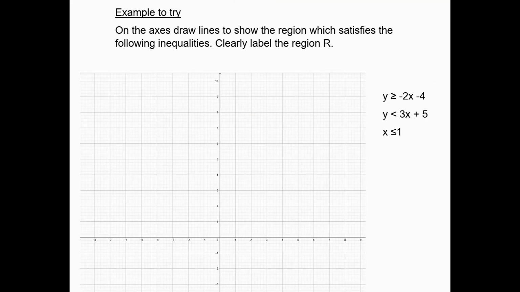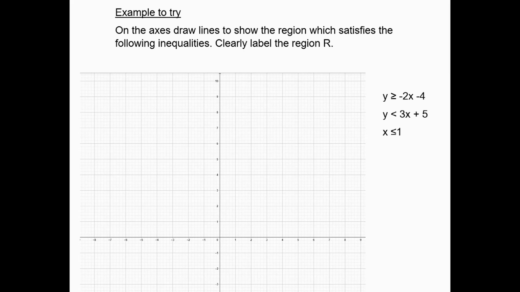Here's a question for you to try. On some graph paper with appropriate axes drawn as shown, I'd like you to label the region R which satisfies the 3 inequalities. Pause the video now and have a go, and when you're ready to go through the answer, press play. Let's go through the answer.